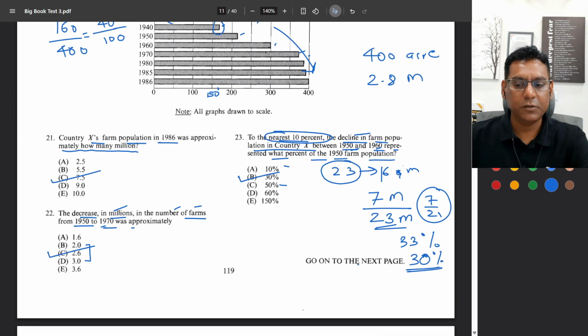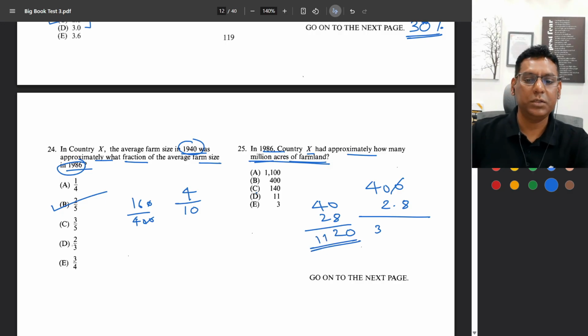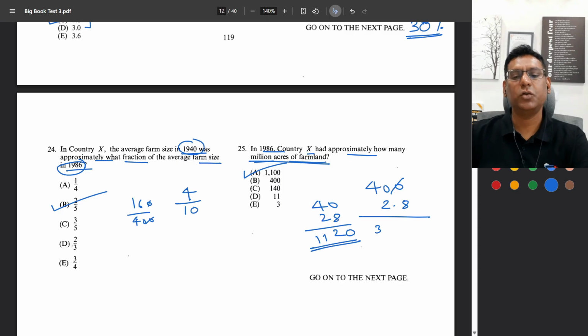Okay, so I just need to find out 400 into 2.8 million. So 400 into 2.8 million, that's going to be 40 into 28. Correct? Is that right? Correct. So let me put this 0 here, 2, 3, 1, 1, 2, 0. Answer choice A. Okay. No other answer choice is even close.